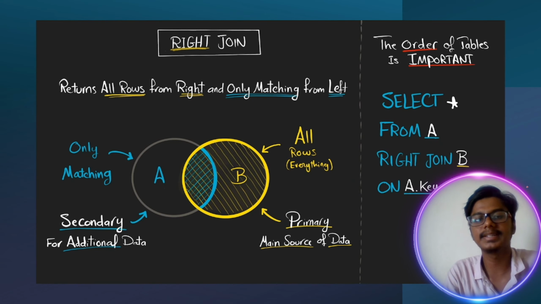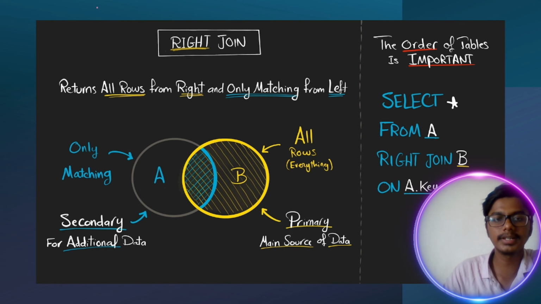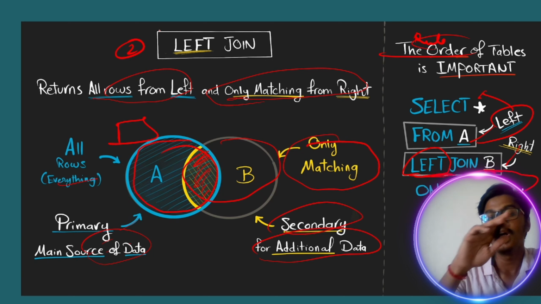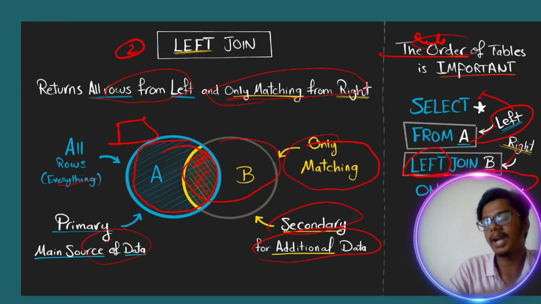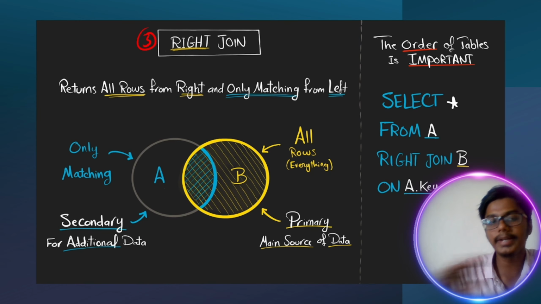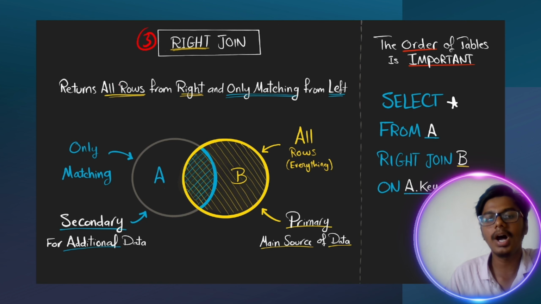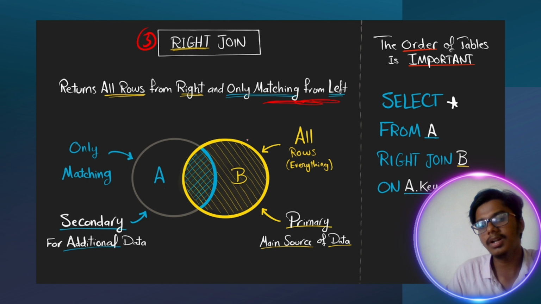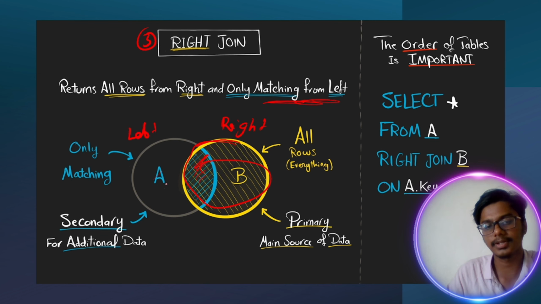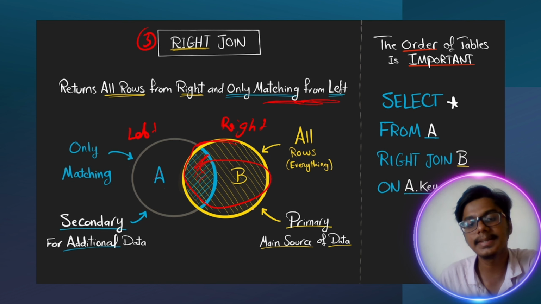So let me discuss the right join. The third topic is the right join. In the left join, we discussed that it returns all the rows from the left and matching rows from the right. The right join is quite the opposite. It returns all the rows from the right and only the matching rows from the left. Consider this is my left and this is my right. It returns all the rows from the right and the matching rows from the left. That's what I'm going to say. Here, this is the primary source.